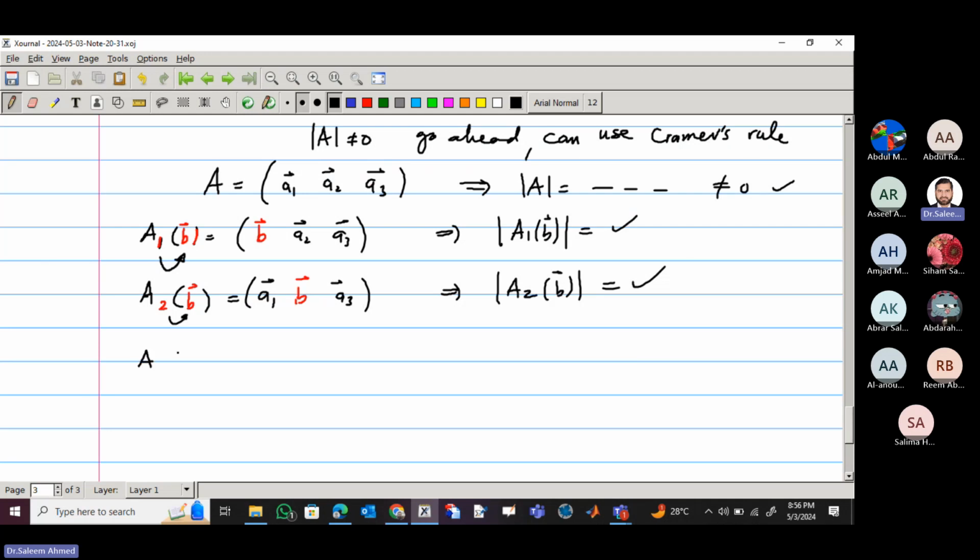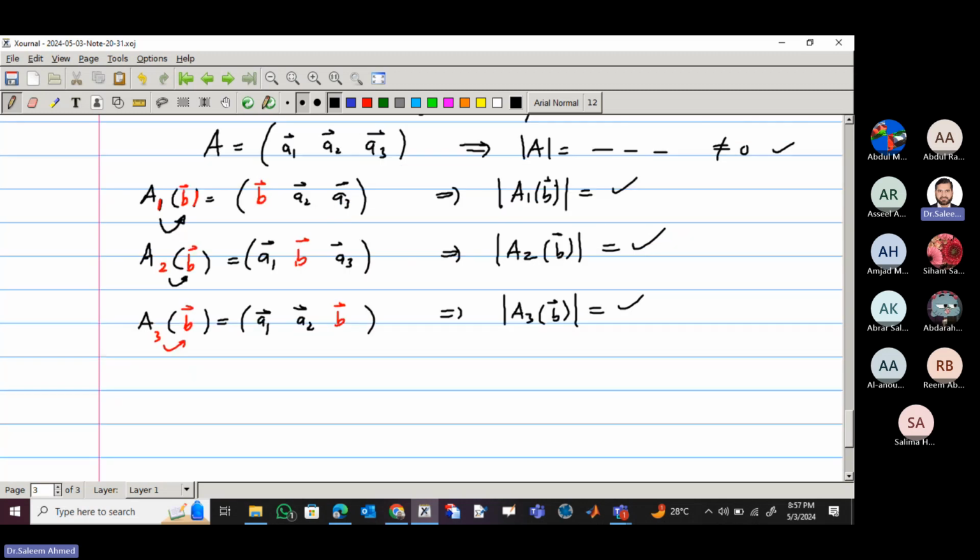Then you go to the third column. So the third column is replaced by B. You see, the third column is replaced by B. So you got another matrix, you can get the determinant of that as well. So you have now these 4 determinants.